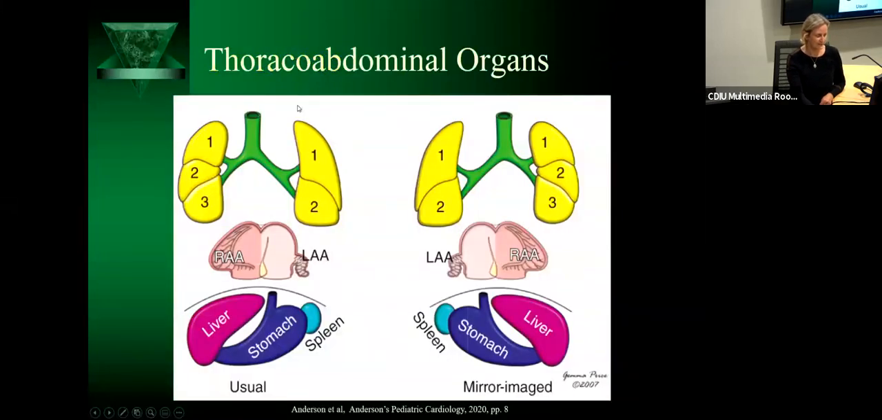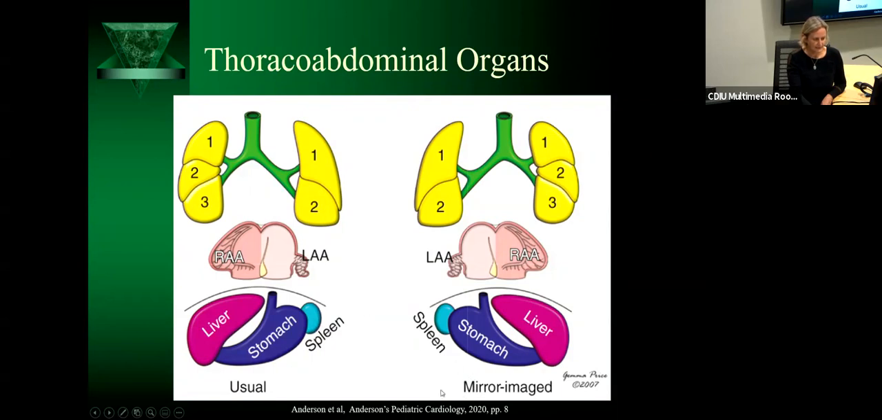So here's an example of how we normally would expect to see the thoraco-abdominal organs in relation to the heart. Here we have a normal heart with the right atrium, right atrial appendage, and finger-like left atrial appendage. On the left lung we have two lobes, and on the right side we have three lobes. For the abdominal organs, we have the liver on the right side, the stomach in the middle, and then the spleen on the left side.